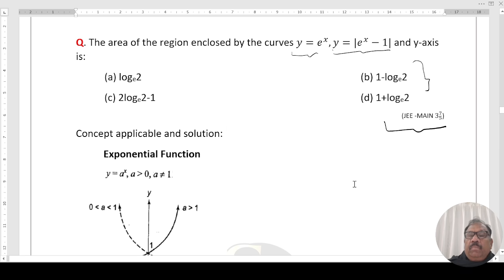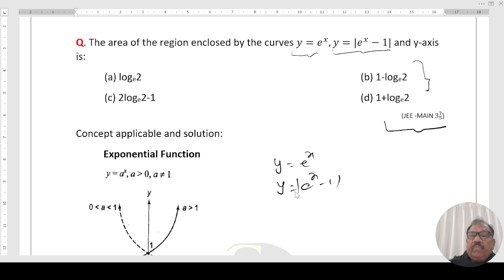Here in this case we see both the graphs are exponential functions. To find the area, we should know the point of intersection of two graphs also. So one is given y equal to e to the power x and one is given y equal to e to the power x minus 1 with modulus sign, right?